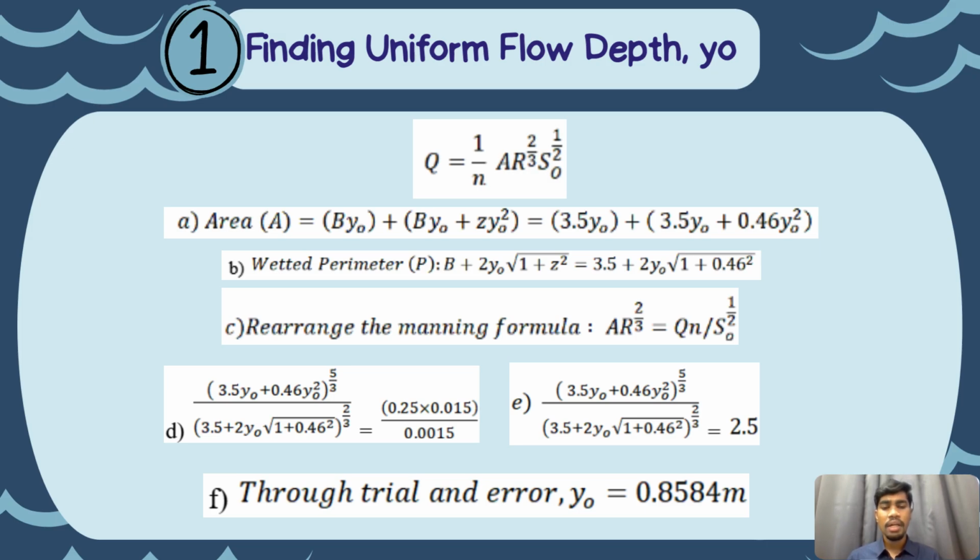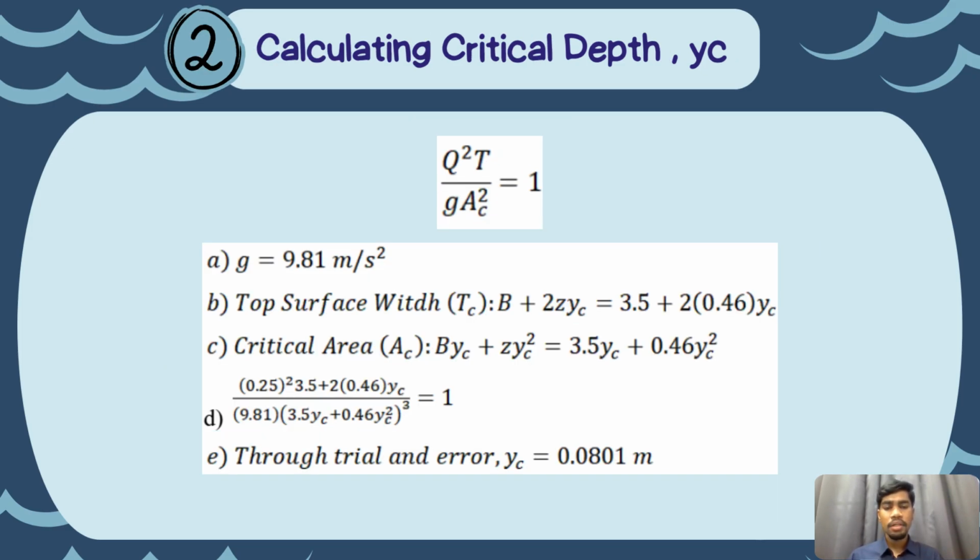After we rearrange the Manning formula, we get A R^(2/3) equals QN over SO^(1/2). So after rearranging, the final formula is 3.5 times YO plus 0.46 YO square to the power of 5/3, over 3.5 plus 2 YO square root of 1 plus 0.46 square to the power of 2/3, which equals 0.25 times 0.015, equals 0.0015. So through trial and error, YO we got 0.8584 meter.